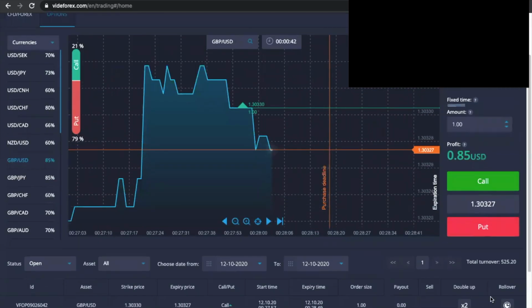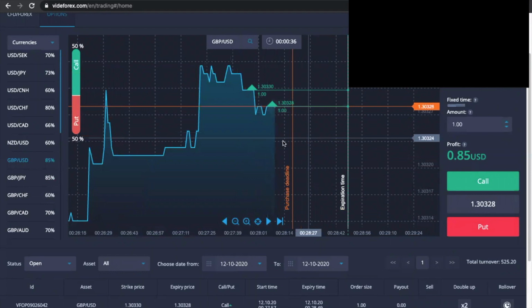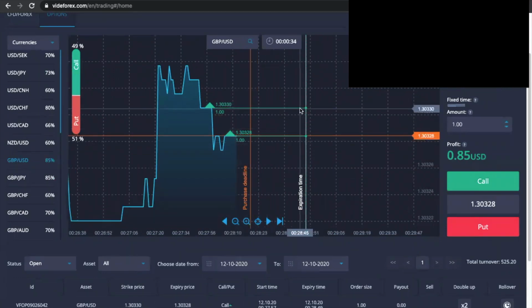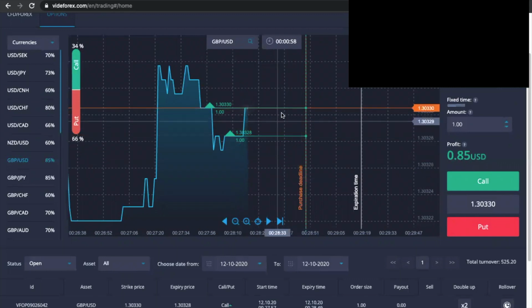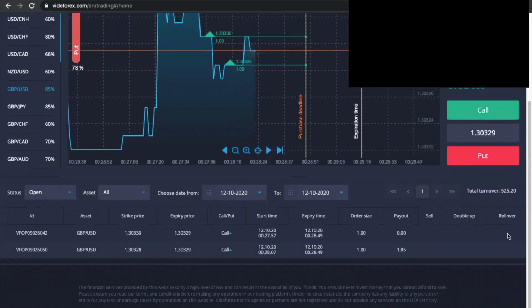So what I'm going to do right now is double up, right? What that has done, it's given me another entry with the same expiration time as my initial entry. And then for the top position, it should still let me do it. For the top position, I'm going to roll over, right?